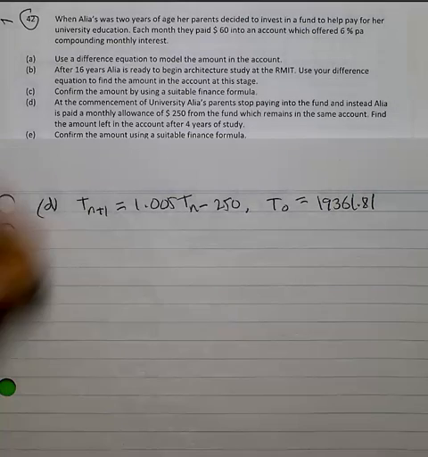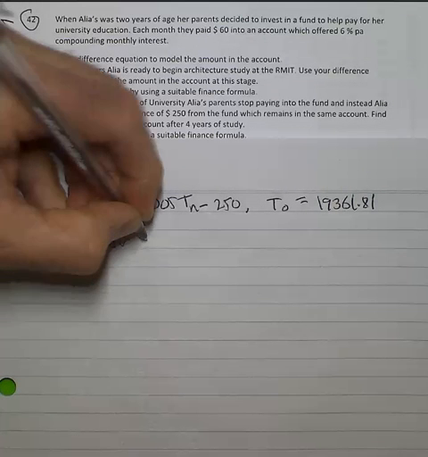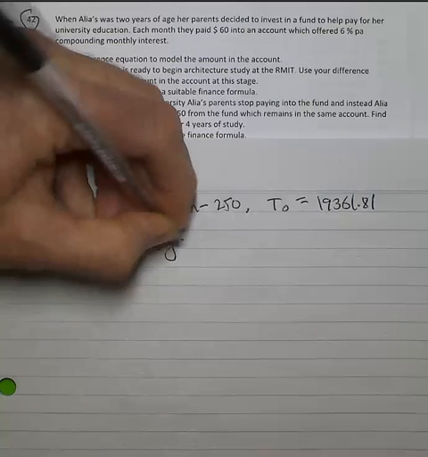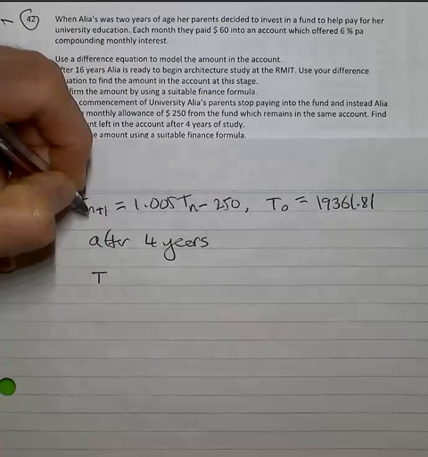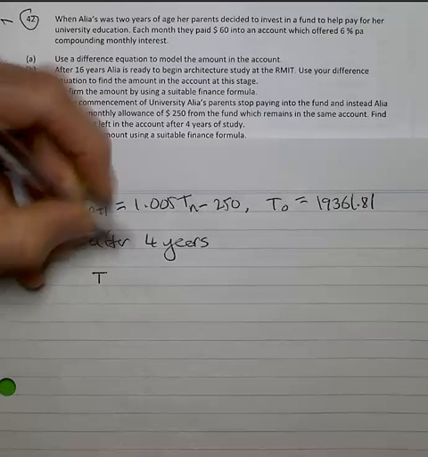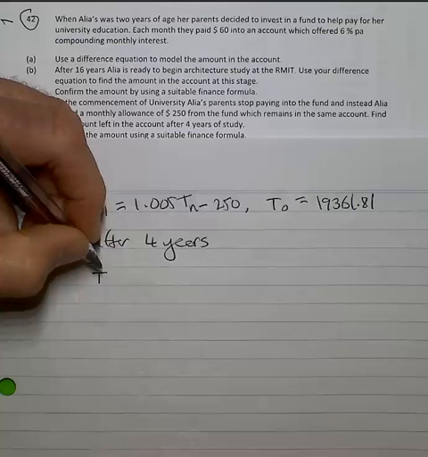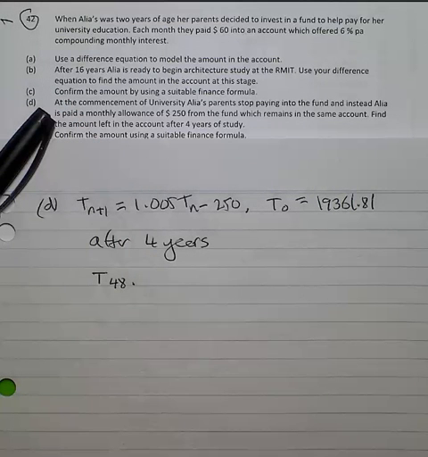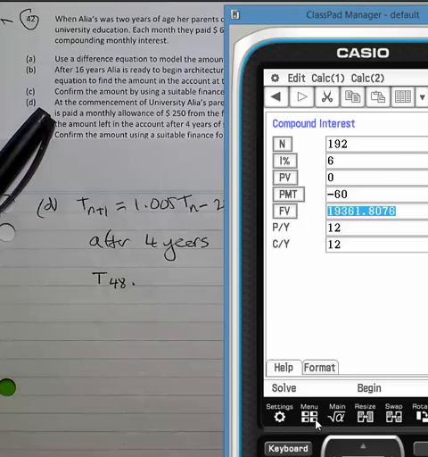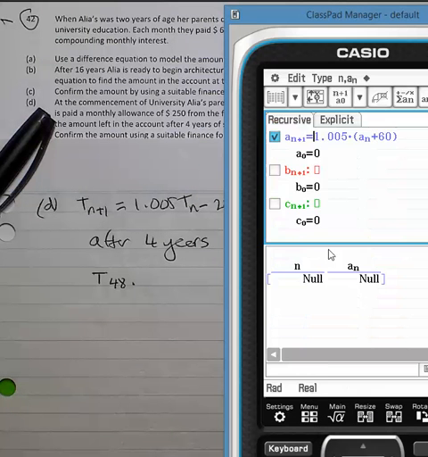Now, after 4 years, we want, in this instance, the n plus 1. If we start with the 0, we want 48. So we'll just find out what that figure is using the calculator. So I go back to the sequences and series. What is different, though, is that we're using a repayment.